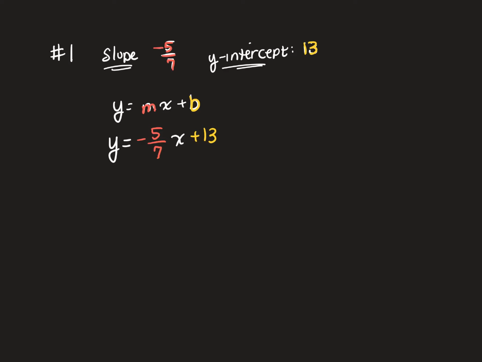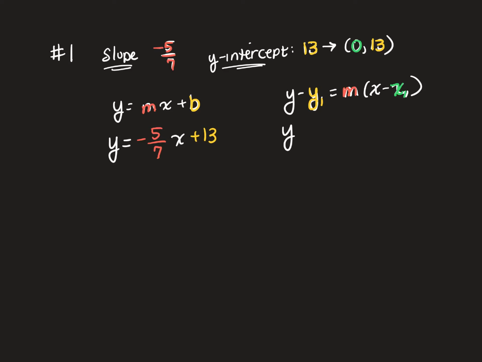You could have also written this in point-slope form if you recognize that another way to write your y-intercept is (0, 13). In which case, we still have the slope is negative 5/7, but now we have 13 that will go in for y1, and we have 0 that will go in for x1. So we have the same kind of substitution happening here.